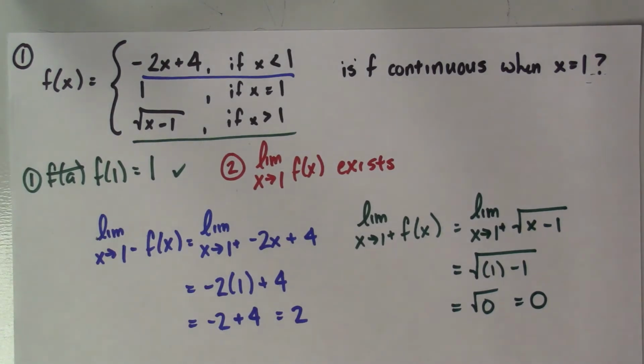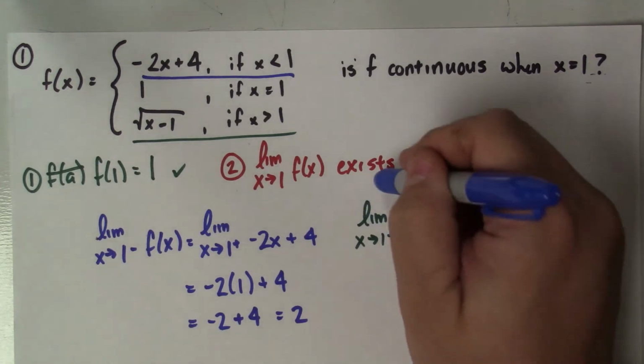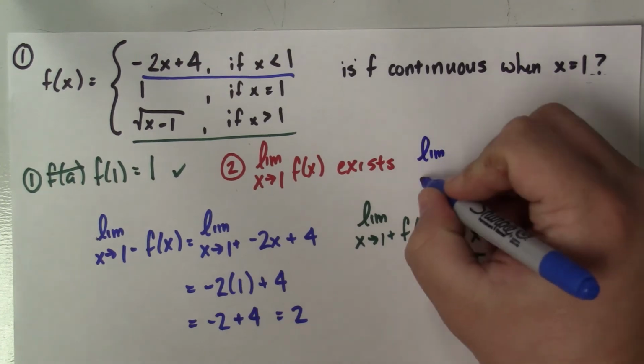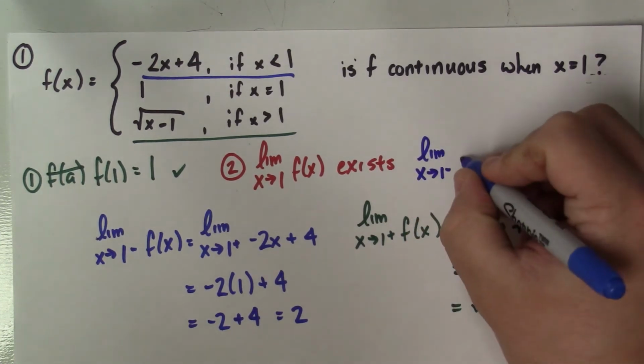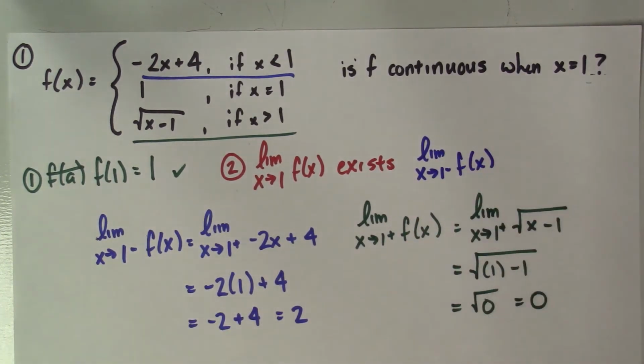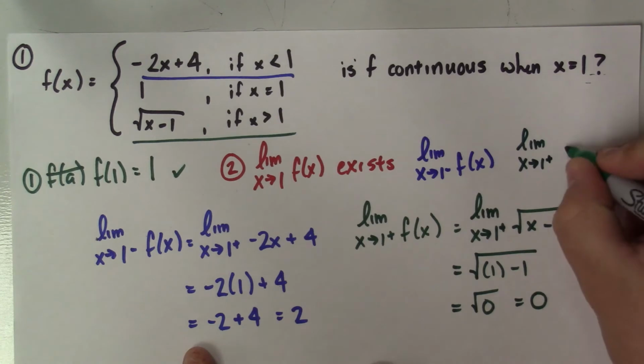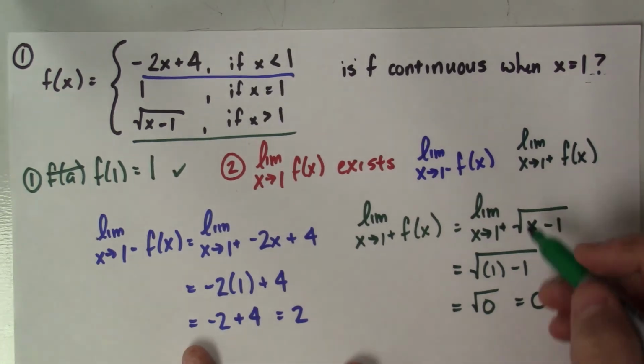Now, if I compare these two, we said that this exists only if the limit from the left and the limit from the right are the same.